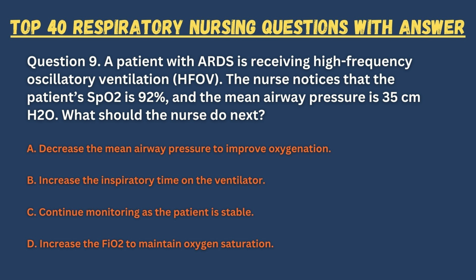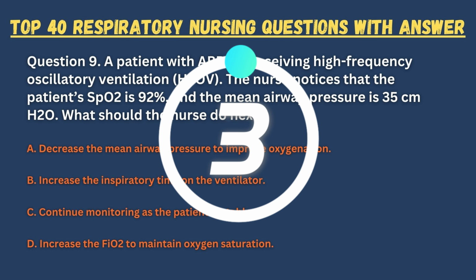A. Decrease the mean airway pressure to improve oxygenation. B. Increase the inspiratory time on the ventilator. C. Continue monitoring as the patient is stable. D. Increase the FiO2 to maintain oxygen saturation.